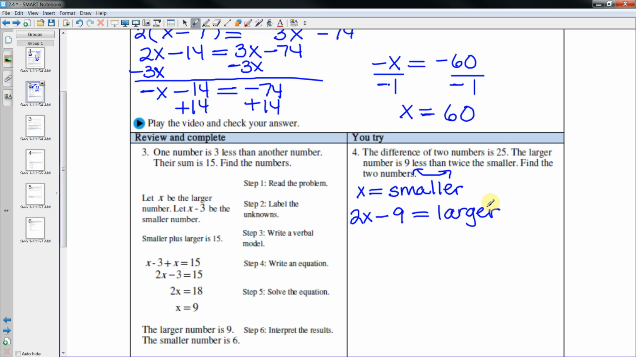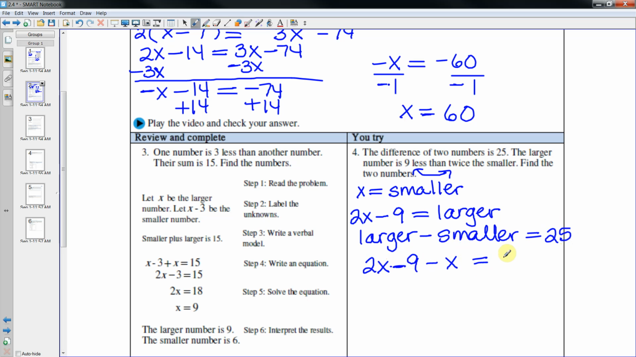And that can be a little tricky. You may have to rewind, you may have to listen to me say that again, but 9 less than twice the smaller, and I let x be the smaller. So always let x be the variable that you don't know enough about. Now, back to the first sentence up here, it says the difference between the two numbers is 25. So I'm going to take the larger minus the smaller, and that equals 25. So my larger is 2x minus 9 minus the smaller x. Now if I had more going on besides just x, I would have put that in parentheses. Equals 25. 2x minus x is x, minus 9 equals 25.